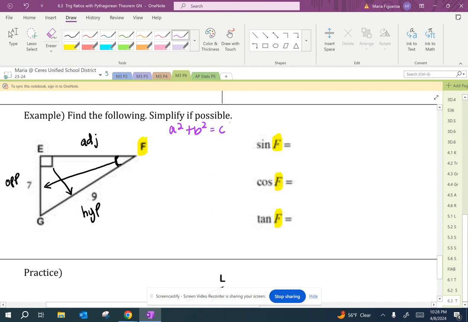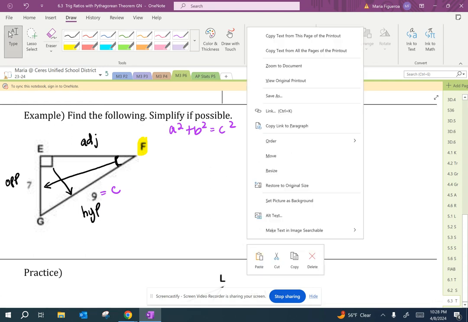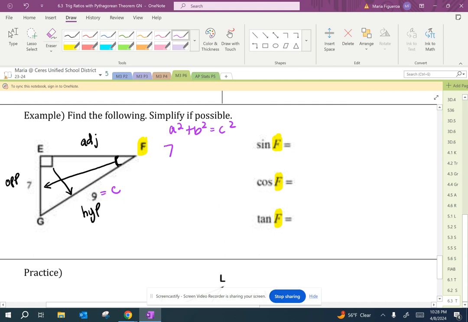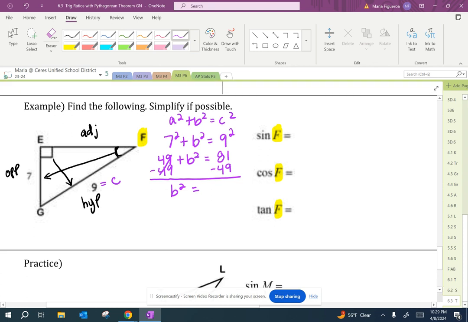A squared plus b squared equals c squared. And across the 90 is always my c. And then the other two, it doesn't really matter which one is which. So 7 squared plus b squared equals c squared, which is 9 squared. So 7 squared is 49, and 9 squared is 81. Subtracting 49 on either side leaves us with b squared is equal to, what is that? 81 minus 49 leaves us with 32.